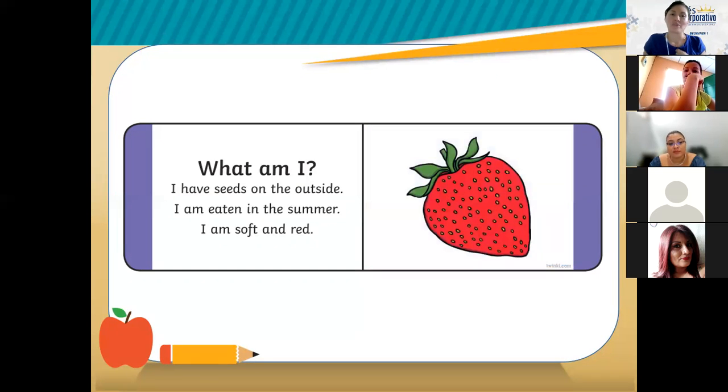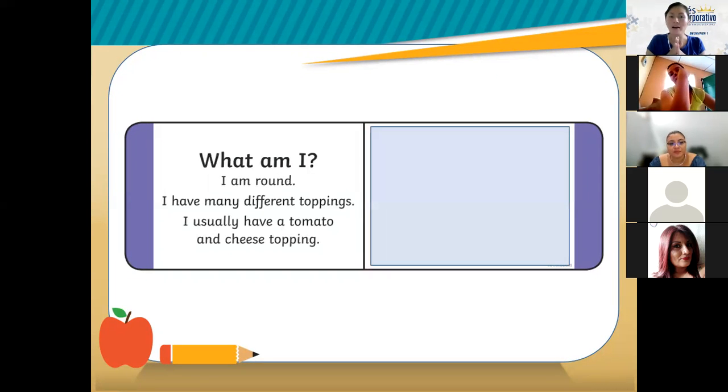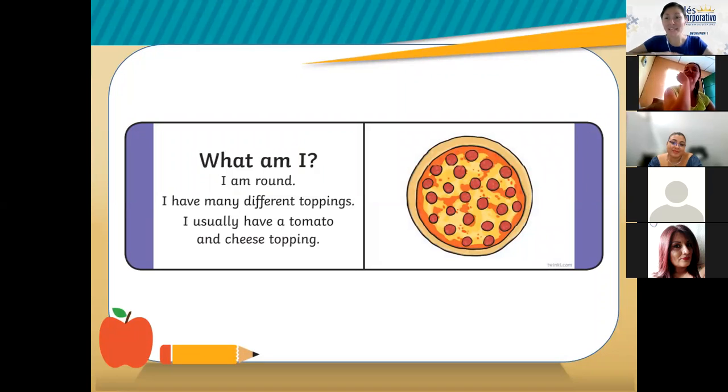Then the next one, right, is what am I? I'm round. I have many different toppings. I usually have a tomato and cheese topping. What am I? Okay, I'm round. I have many different toppings. I usually have a tomato and cheese as toppings, right? So what do you think? Pizza. Repeat it. Pizza. Okay, pizza, right? Toppings, guys.